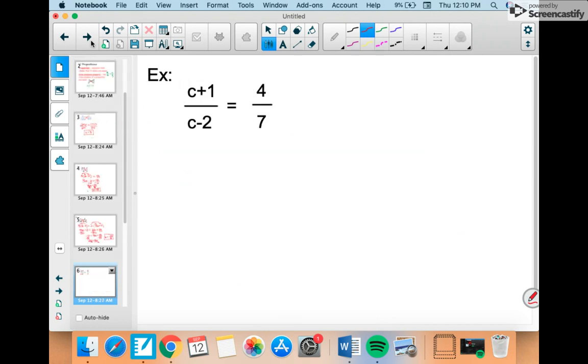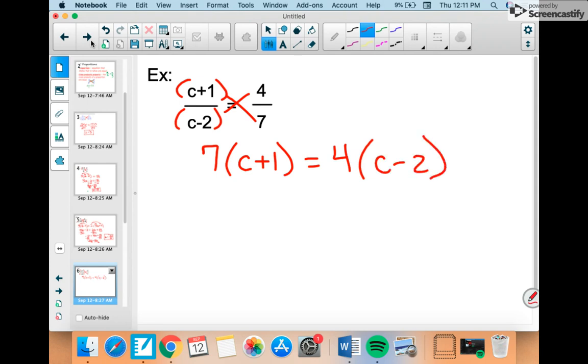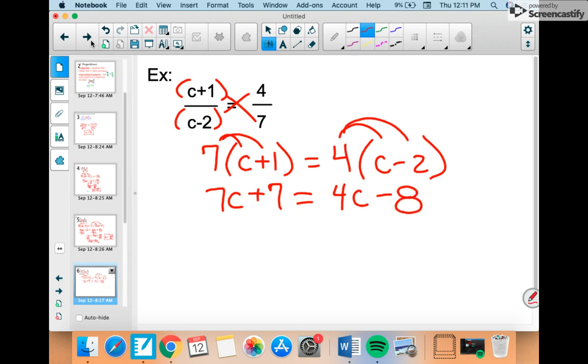So, one more example like that. Again, c plus 1 over c minus 2, both of those in parentheses, equals 4 over 7. I'm going to cross multiply. So I have 7 times c plus 1 equals c minus 2 times 4, putting the 4 out front so I can distribute. Then I distribute, so I get 7c plus 7 equals 4c minus 8. Positive times negative gives us a negative 8 there.